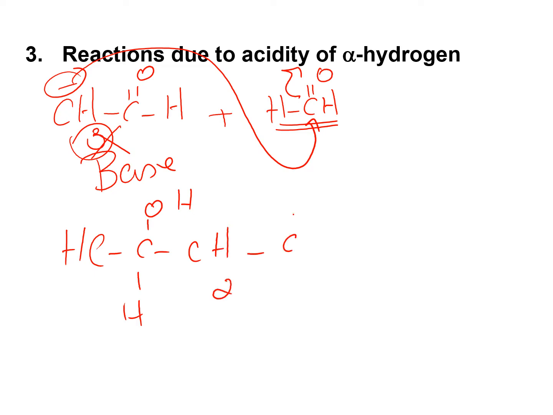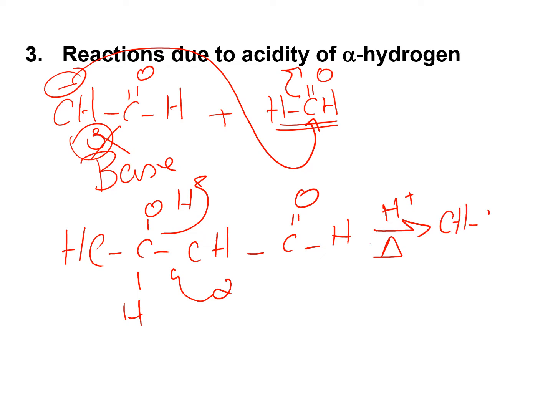this as a product. Again, you will lose a molecule of water if you warm in presence of a dilute acid, giving the alpha-beta unsaturated aldehydic compound as a product. This is the aldol condensation.